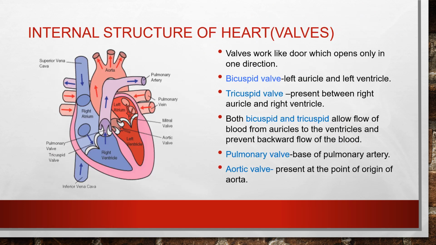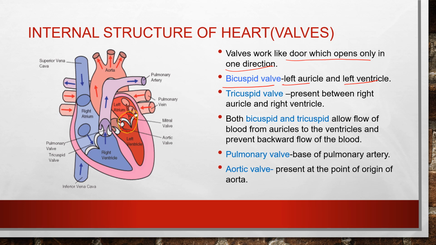Now next, when we are proceeding with the internal structure of the heart, first we should know about the valves. So what are these valves? These valves are the doors which open only in one direction. There are four valves present in this heart. The bicuspid valve, you can see, is present in between the left auricle and the left ventricle. It is the bicuspid valve.